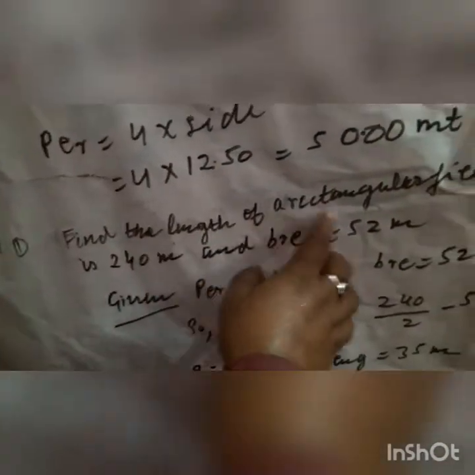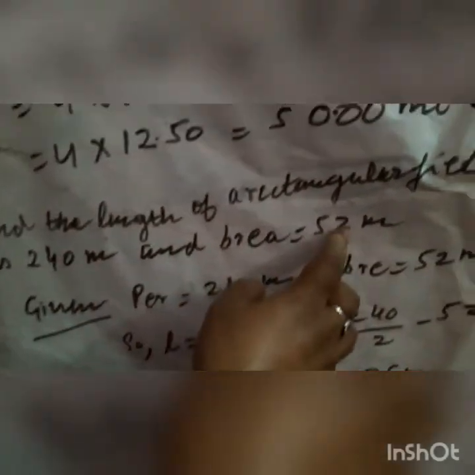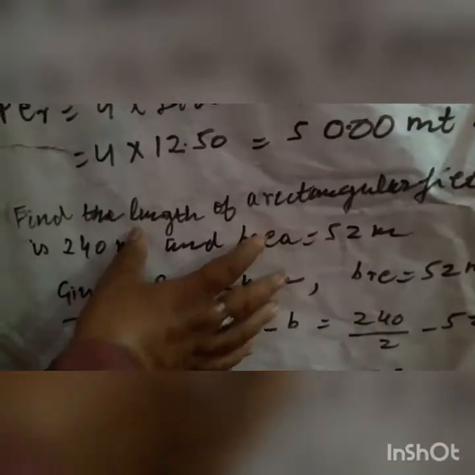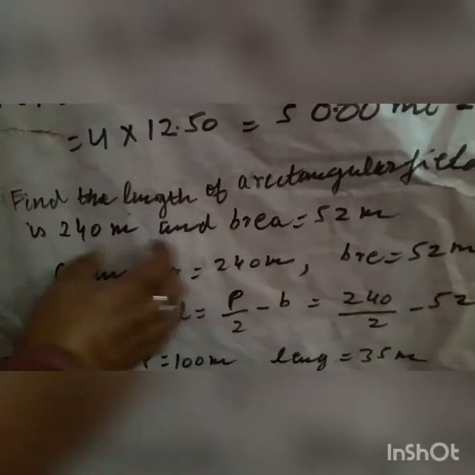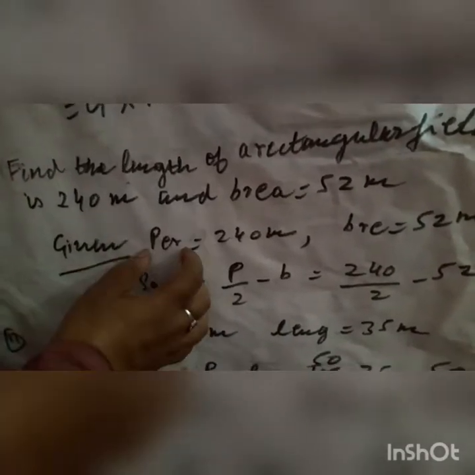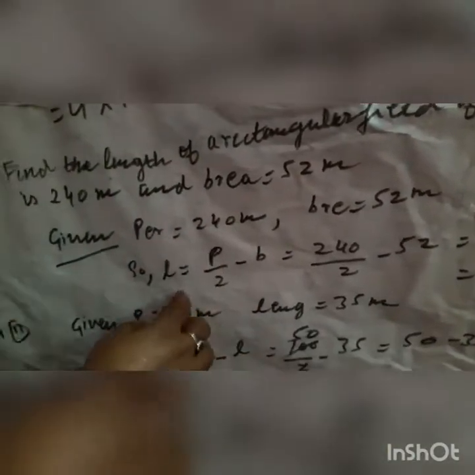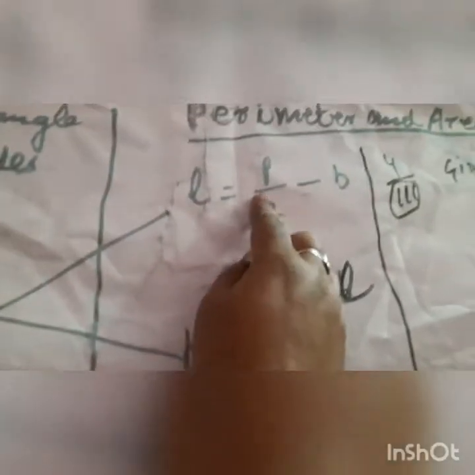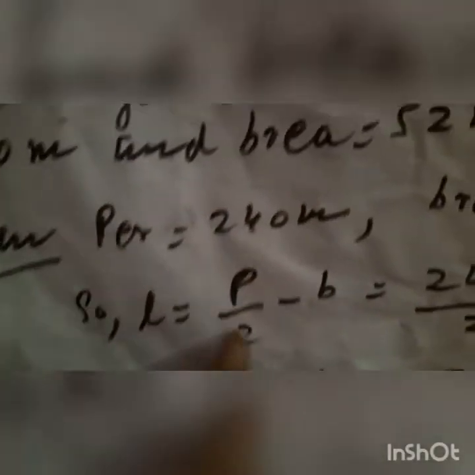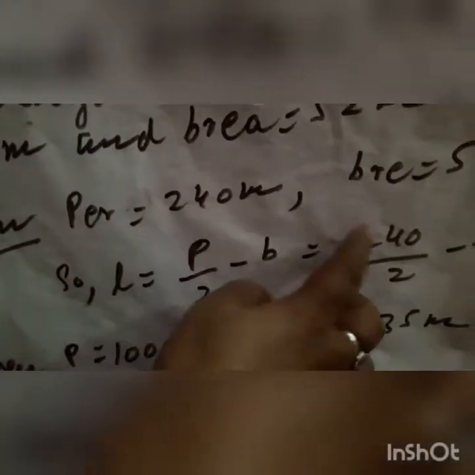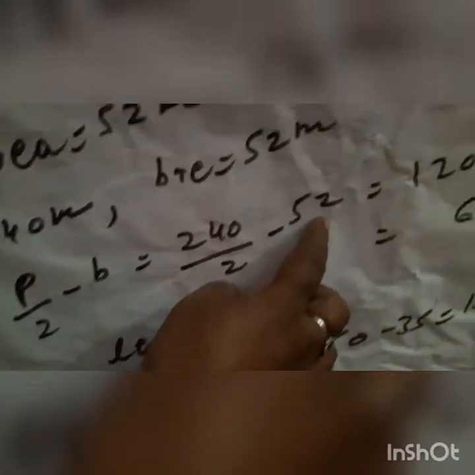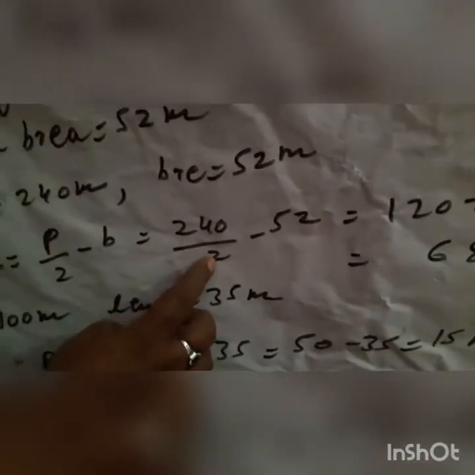Now come to question number 4, first. Find the length of a rectangular field if its perimeter is 240 meter and breadth is equal to 52 meter. In this question perimeter and breadth are given. What do you know? Given: perimeter this and breadth 52 meter. So which formula do you apply? This formula. Length is equal to perimeter upon 2 minus B. Perimeter how much? 240 upon 2 minus 52. 2 cut by this.